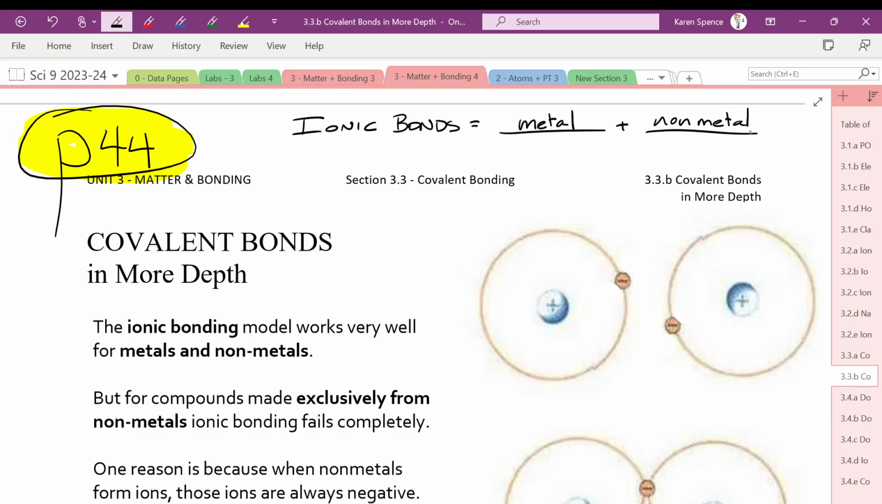It is positive. That means that nonmetals must be negative. Isn't that nice that nonmetal and negative both start with the letter N? All right, so that is ionic bonds. We have a metal and a nonmetal, but when we're dealing with covalent bonds, what kinds of elements are we looking at? Nonmetal plus nonmetal.